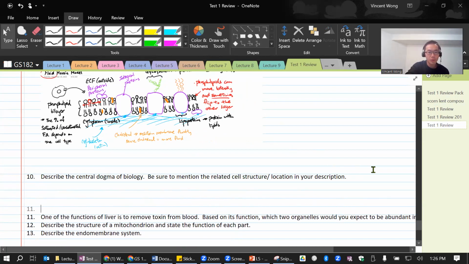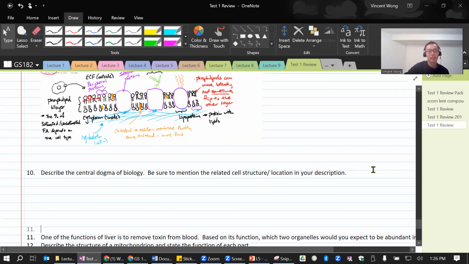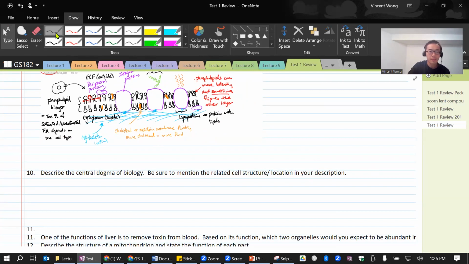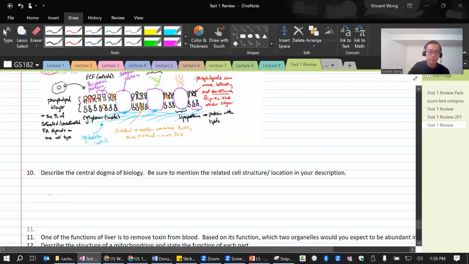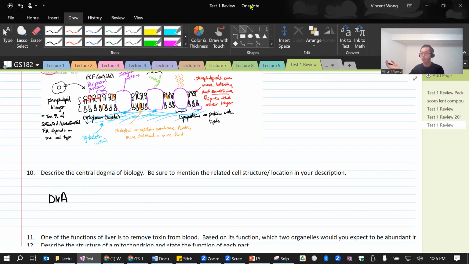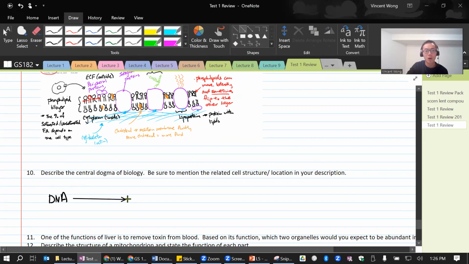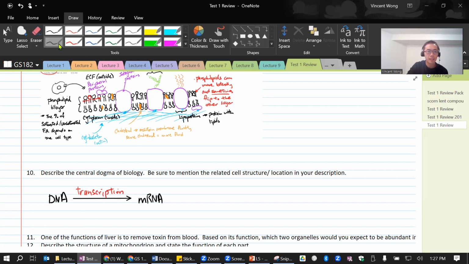Describe the central dogma of biology. That is starting at DNA, which contains all the instruction to make the proteins, but we don't need all of it. We just need to make a copy of a segment of it. We copy the part that we need, and that is called transcription. That happens in the nucleus.